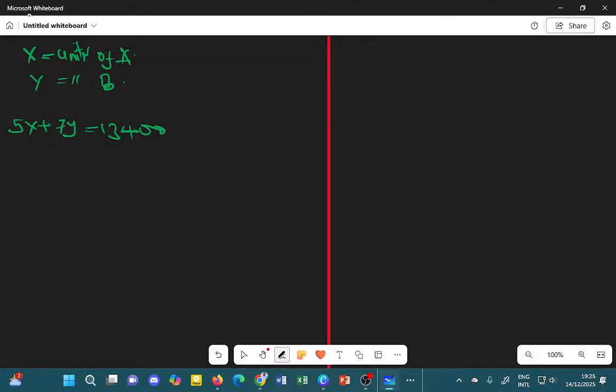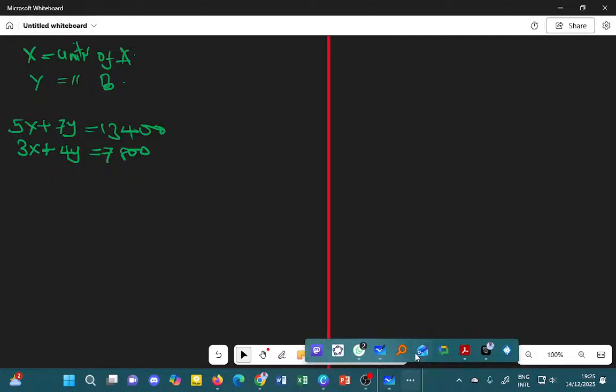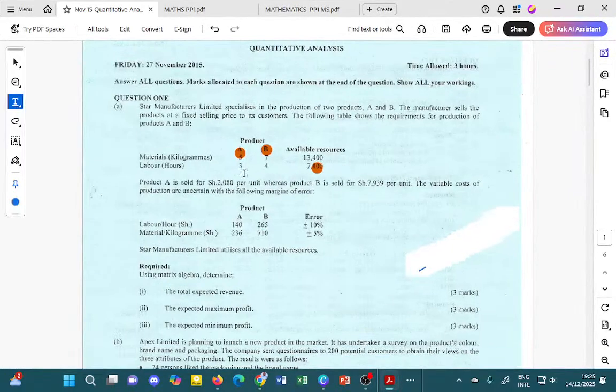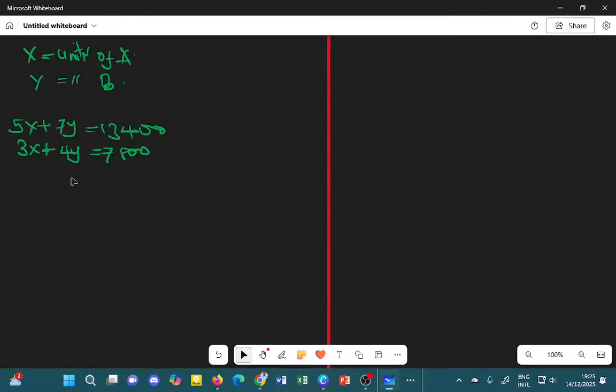That's one. Then the second thing that we observe is that 3x plus 4y is equal to 7,800. Those are labor units. So these ones we get from this part here, from the question. So 5x plus 7y is equal to 13,400. Then 3x plus 4y is equal to 7,800, just as we have had them here.